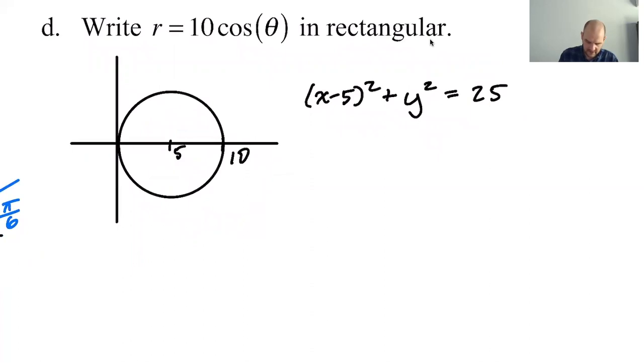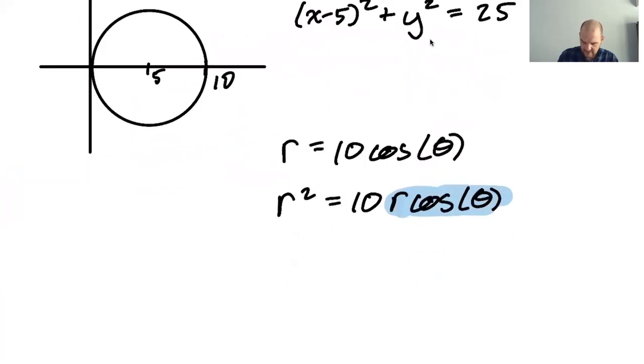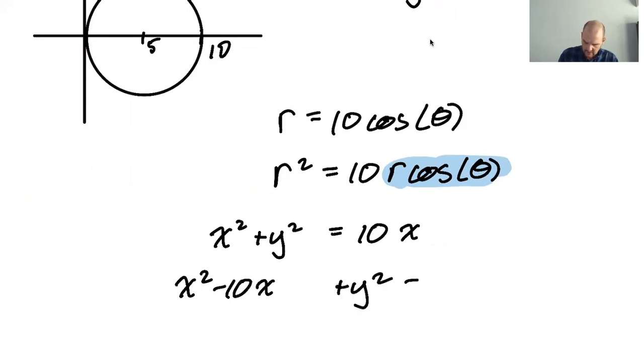So if you wanted to do the work, I don't really recommend it on this, but you can. So you would have this, and then I'm going to multiply both sides by r. So I'm not squaring, I'm multiplying by r. And the reason I'm doing that is I want to create this r cosine, right? That's just x. So now I have x squared plus y squared equals 10x. And then I can bring that over. Plus y squared equals 0.